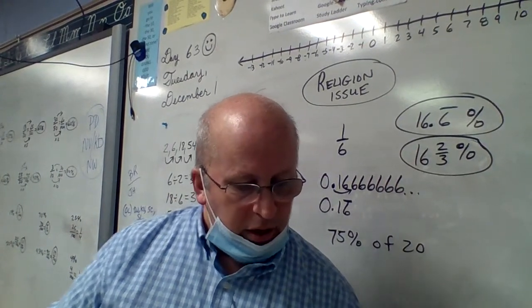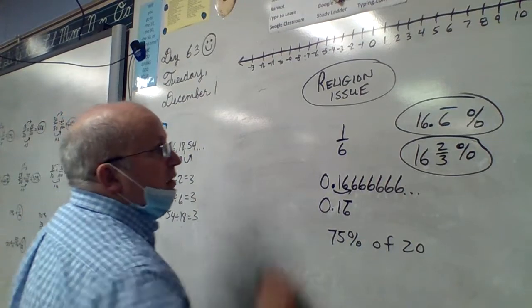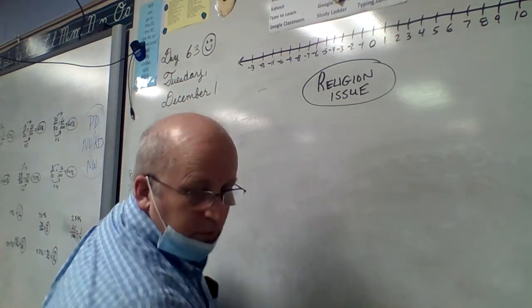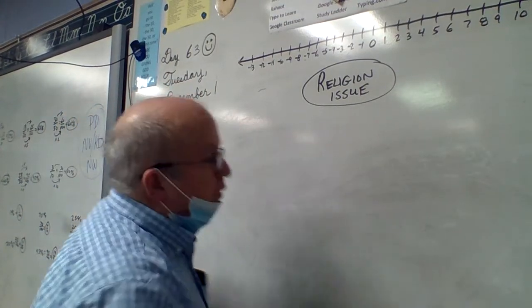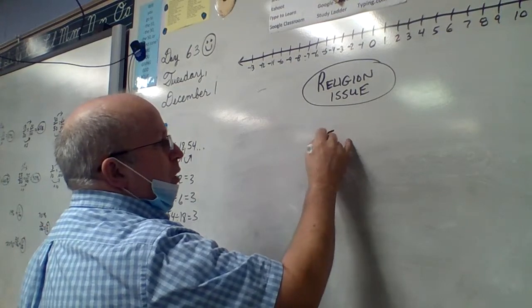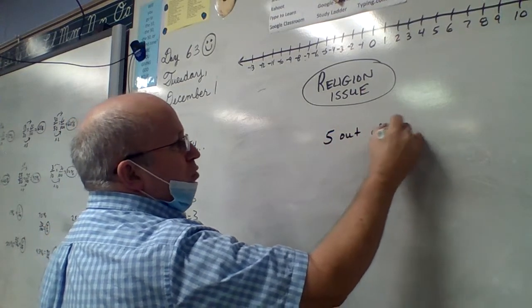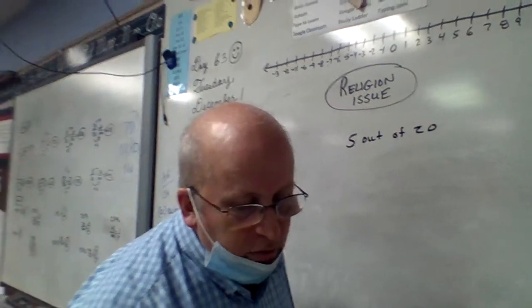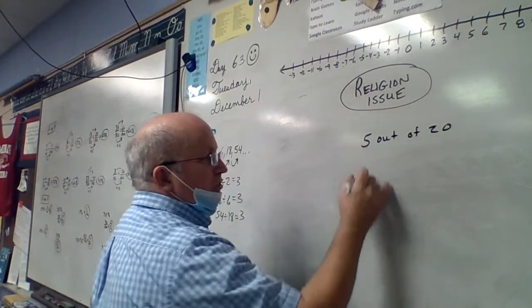How about 3 through 6? How are you going to handle that? Number 3 says 3 out of 20. I'm not going to show you that one, but I'm going to write 5 out of 20. How would I do that? 5 out of 20, and I want to change that into a percent.